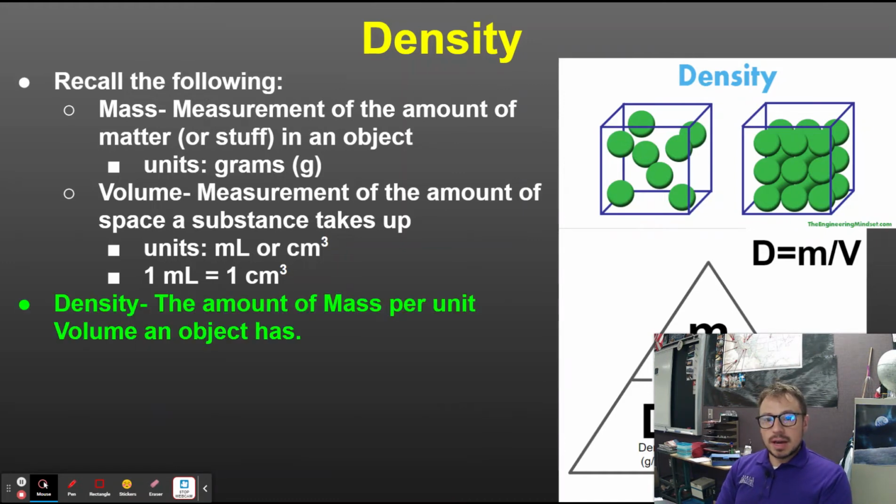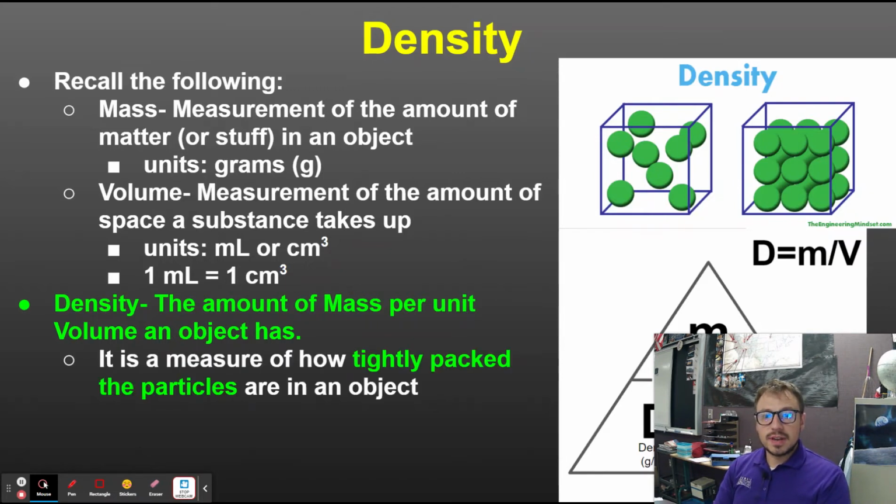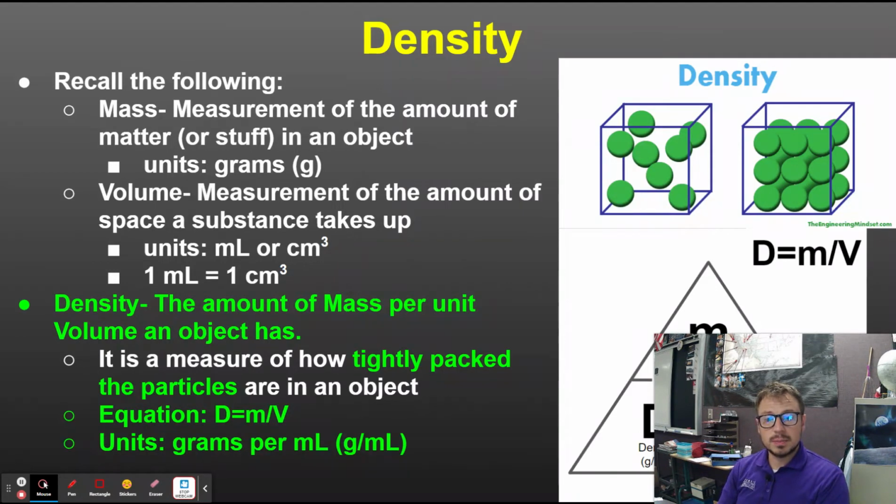Now, density is the amount of mass per unit volume an object has. Basically, it's a measure of how tightly packed the particles are in that object. The equation is density equals mass divided by volume. For the unit, we take the unit for mass divided by the unit for volume, and we get grams per milliliter. It's also written as grams per centimeter cubed, but we're going to use grams per milliliter.